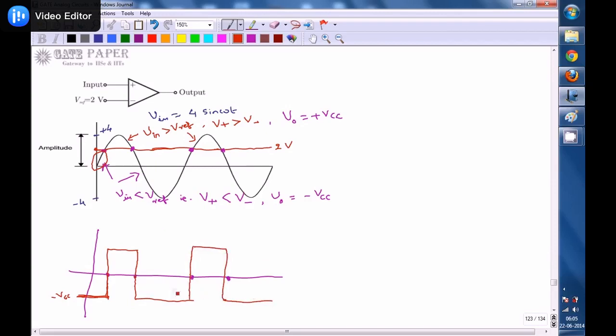So this is the output waveform you are going to be getting, the V0 waveform. V0 will be either at plus VCC or minus VCC, so this is the waveform you are going to get for the given 4 sin omega t. Okay, we assume that the portion from 0 to this point is going to be treated as omega t1. This is what we are saying as T on, and this is T off.